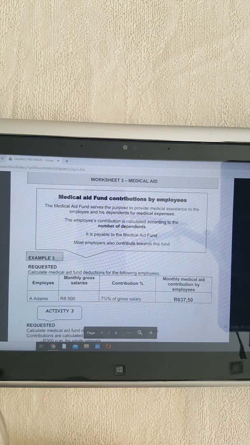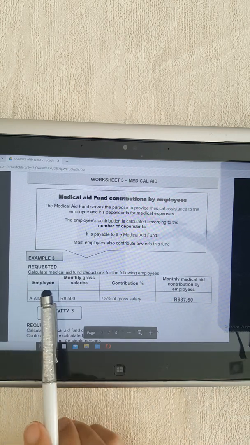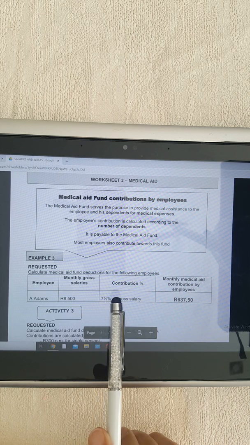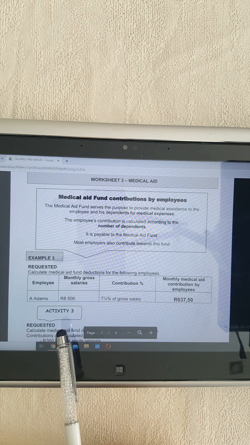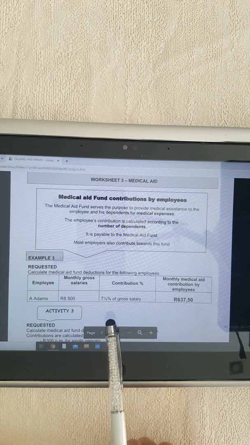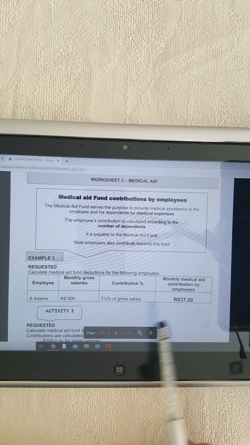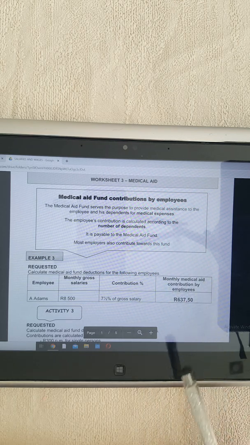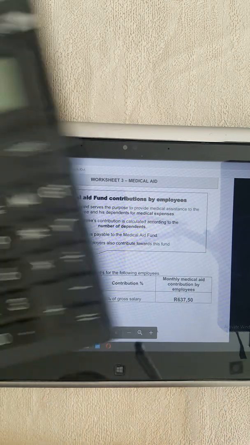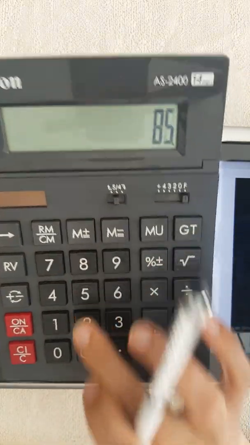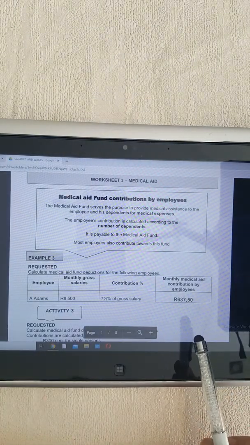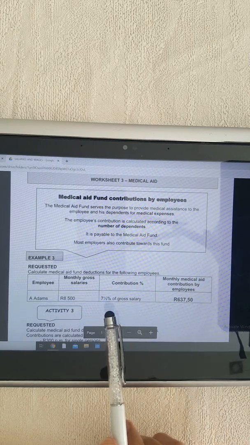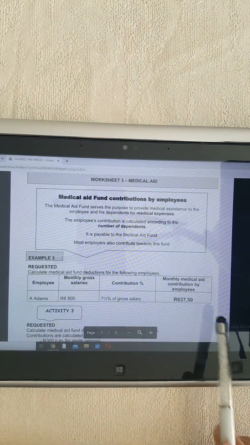So let's look at the example. Calculate the medical aid fund deductions for the following employees. A. Adams, he's earning 8,500 rand, and how much is he contributing? 7.5% of his gross salary, monthly medical aid contribution. So what we're doing is, this is a monthly salary. We're taking our monthly salary, 8,500 rand, we're multiplying it by 7.5%, and you're getting 637.50. Okay, so it's very simple to calculate. All you're doing is working it out as a percentage of your 8,500 rand.